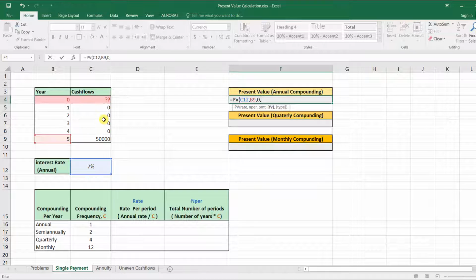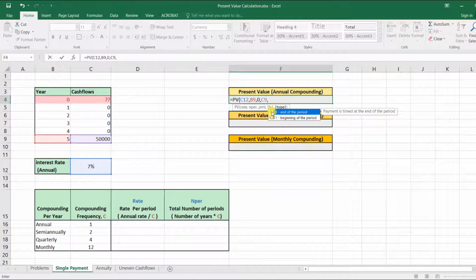In the next problem, we'll see how this parameter gets used. Alright, then press comma. Then the future value is 50,000, so select this cell. Then again comma. And finally, the last parameter is optional. If we put 0 here, that basically means that we'll receive the future cash flow of $50,000 at the end of the 5th year. And if we put 1 instead of 0 here, then it means that we'll receive the last year's payment at the beginning of that year.